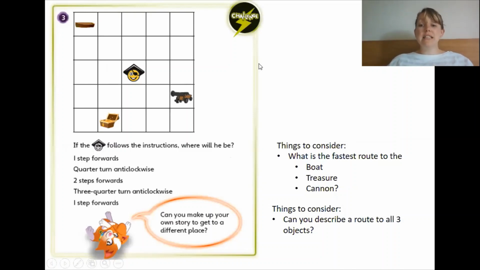Now, the things that you need to consider are, what's the fastest route to the boat? So once you've done the challenge, what's the fastest route to the boat? What's the fastest route to the treasure and the fastest route to the cannon? Could you describe a route to all 3 objects? Could you make it into a story? Pause the video now and have a go.